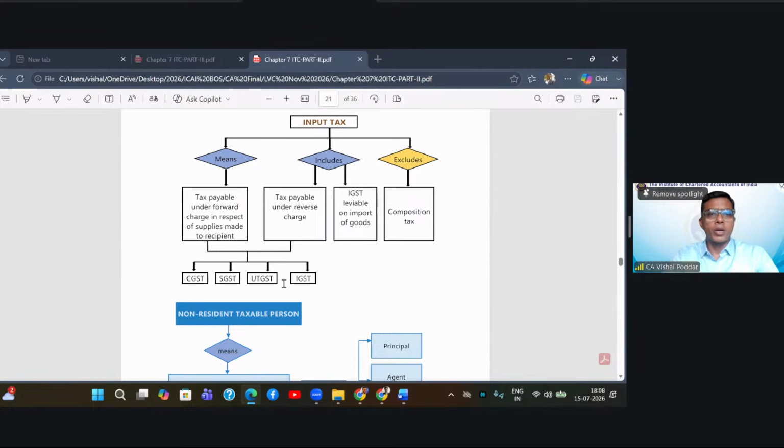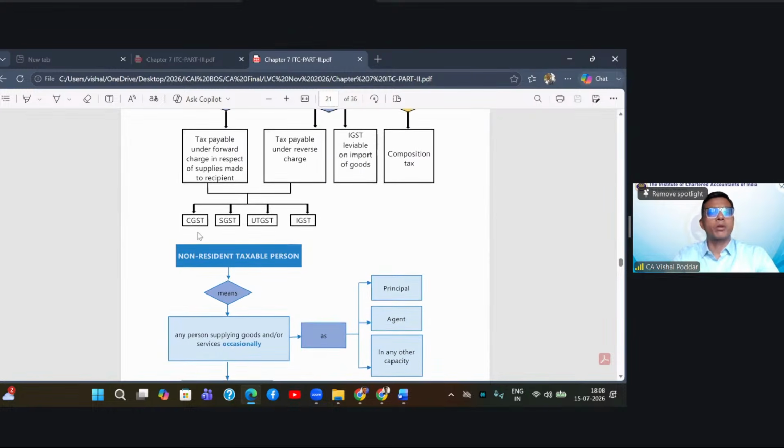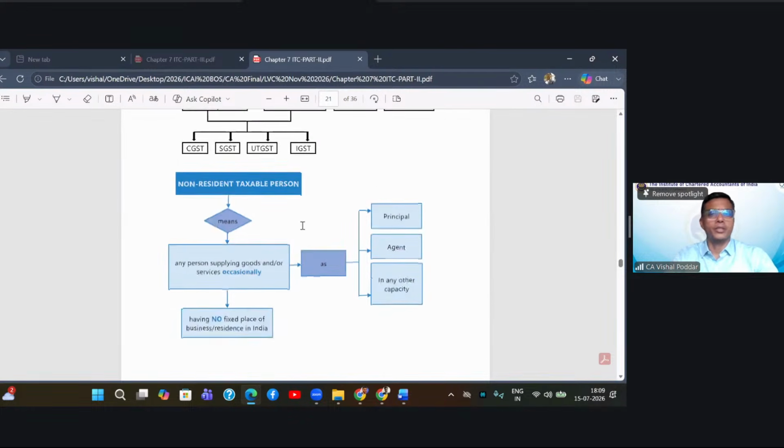So broadly, these are the four types of GST taxes which you are eligible to take as ITC, because these four are to be treated as your input tax. So CGST, SGST, in cases where it is Union Territory, UTGST, and last is IGST.